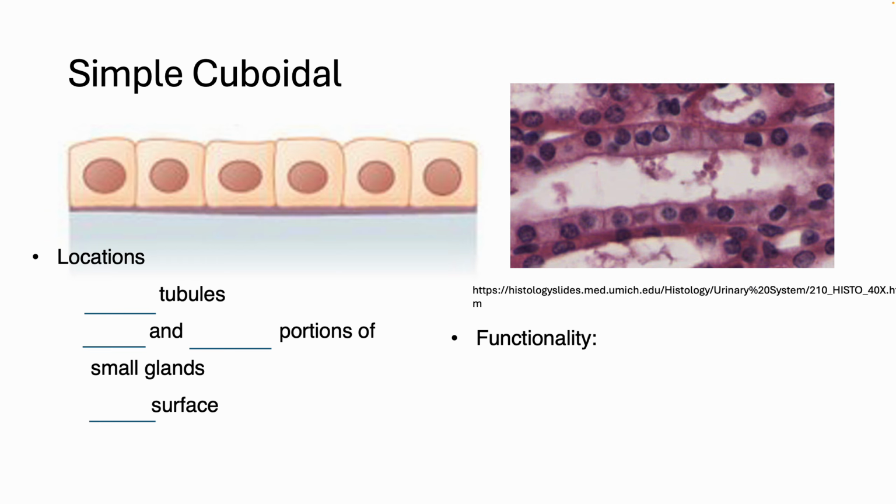Simple cuboidal: the function of these is secretion and absorption. You find these in the kidney tubules, the ducts and secretory portions of small glands, and on the ovary surface.